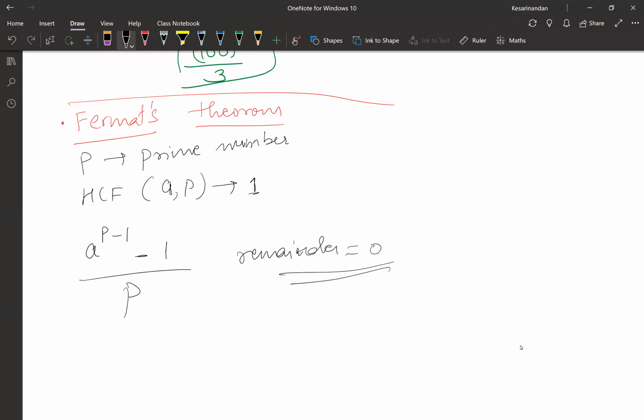Let's take an example. Let's take an initial prime number 5, and let's take A is equal to 3. So what do you have? 3 raised to 4 minus 1. What is 3 raised to 4 minus 1, guys? 80. Perfect. When 80 is divided by 5, what is your remainder? 0. See, the theorem works.